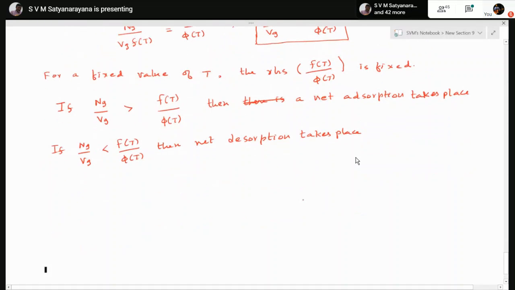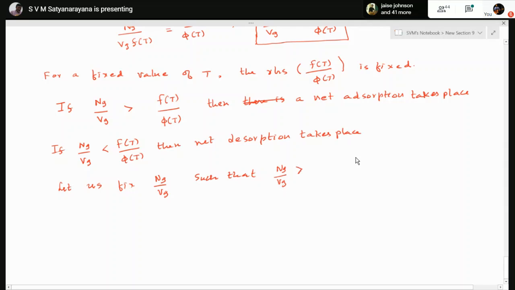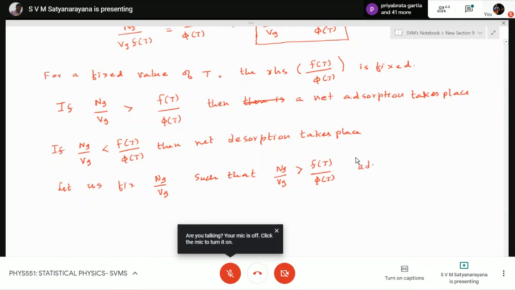Now you can also visualize this in a slightly different way. Let us fix the gas density, Ng by Vg, in such a way that Ng by Vg is greater than f of T by phi of T. Then what happens? There will be more adsorption. That means this is an adsorption dominant condition.